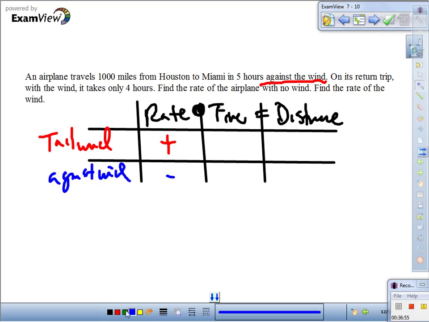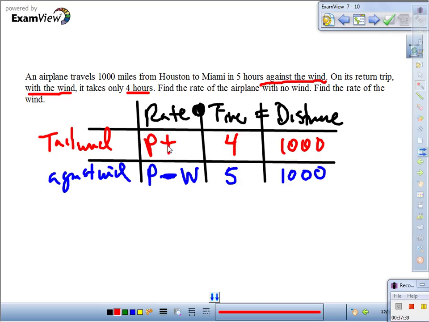Okay, so let's see. It says, an airplane travels 1,000 miles from Houston to Miami in 5 hours against the wind. So against the wind goes here, 5 hours, 1,000 miles. If it's against the wind, that means the plane's rate is decreased by the wind. You guys remember that? All right, let's go to the tailwind. Then it says, on the return trip with the wind, or tailwind, it takes 4 hours. Still 1,000. So that means what? The plane's rate is increased by the wind's rate. Is that correct?